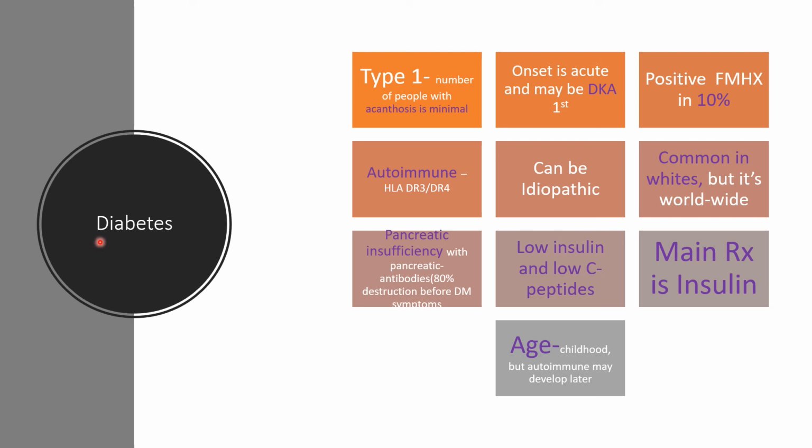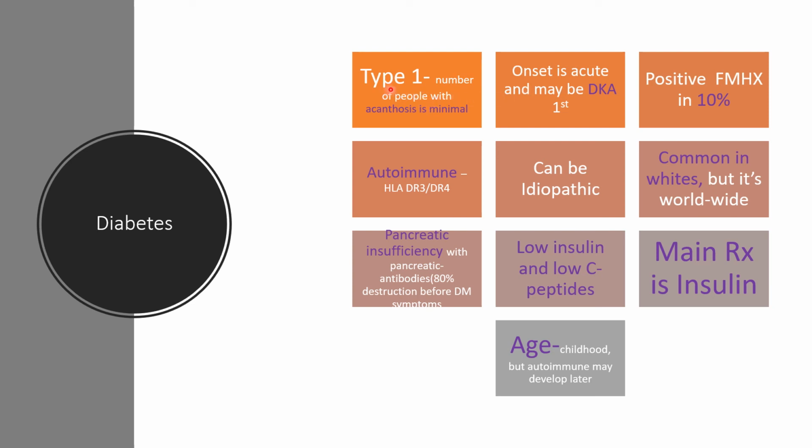Now, diabetes mellitus, fully. You've heard about type 1 diabetes mellitus, right? Okay, let's briefly review that here. The number of people with type 1 diabetes mellitus with acanthosis nigricans will be minimal. Okay, acanthosis nigricans. It is a form of rash at the back of the neck and some parts of the body. Well, let's just go on. Later on, we'll talk more about that.